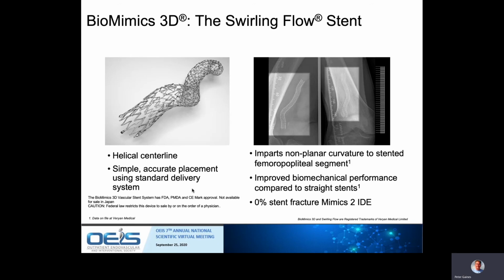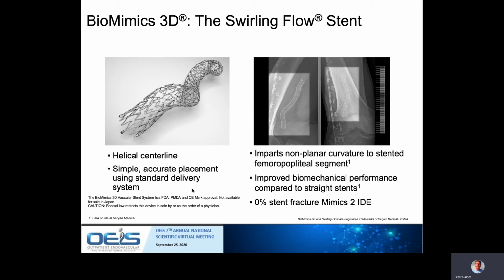The MIMCS-2 study focused on the BioMIMCS 3D swirling flow stent. This stent is differentiated in its construct. The stent has a helical center line. This design is intended to impart non-planar curvature to the treated femoropopliteal segment. The reason for that will become clear in the next few slides.